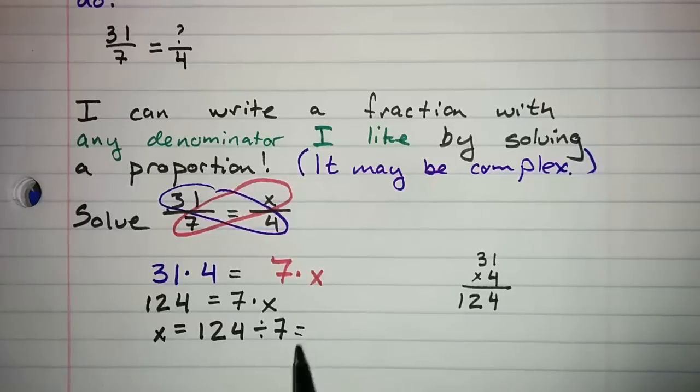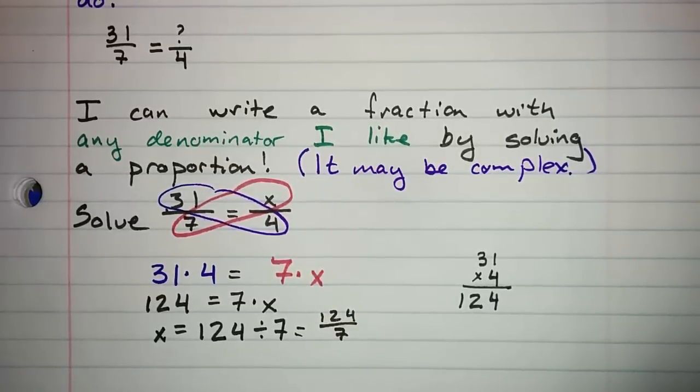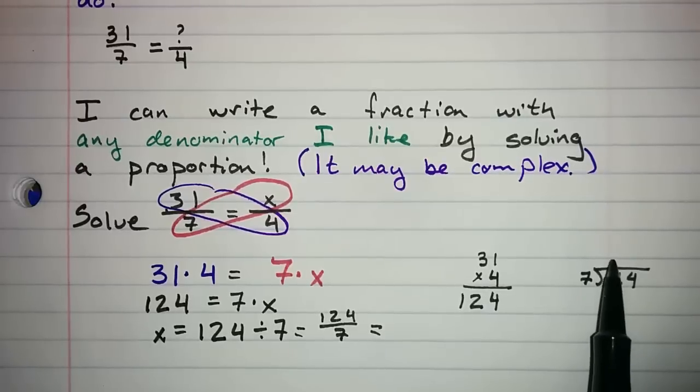I could just answer with the fraction 124/7, but I don't know about you, but I can't tell at a glance whether that's a whole number or not. So I think I'd like to write this as a mixed number. Let's see, 7 goes into 1, not at all. It goes into 12 once.